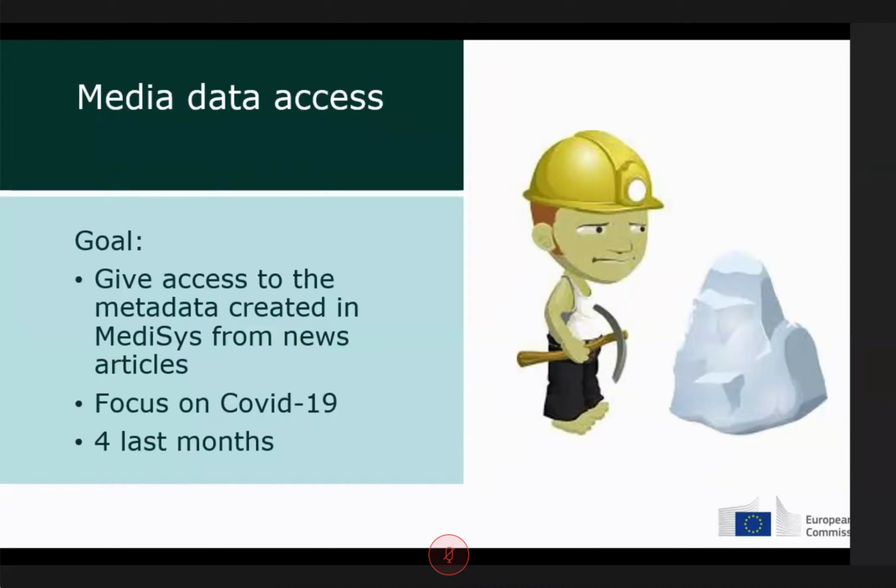I have to say, for us, it's something quite new. So it's a bit difficult to start this task, because giving access to data is not simple. But more or less the idea is to give access to the metadata we, as EMM and Medicis, created from the news articles, with a focus on COVID-19 and on the period which corresponds to the last 4 months. So the design on the right is showing a bit what, if someone accesses this data set, he will face: a bit the same as this guy, like a big piece of rock which contains some relevant information, but there is some work to do to extract, let's say, gold nuggets from this big piece of rock.